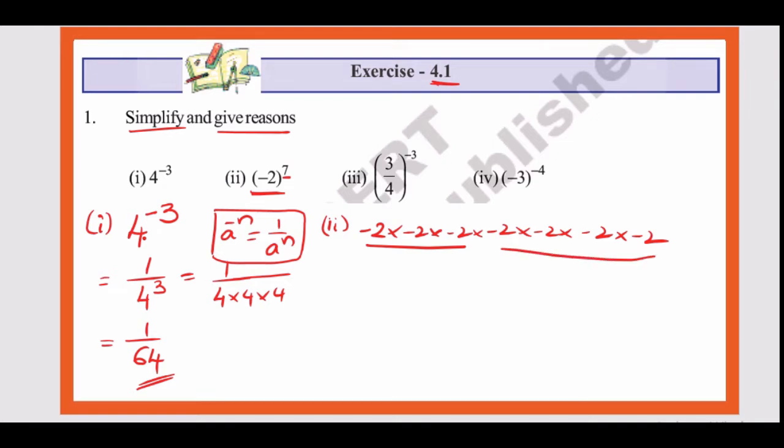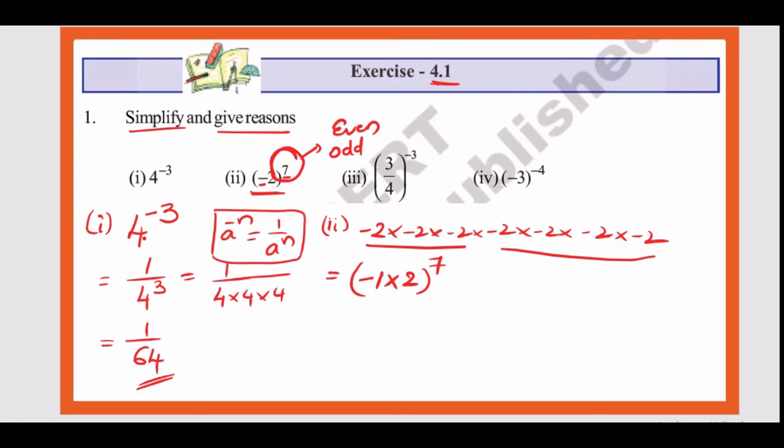Now if you multiply this, in a direct way, whenever you have a minus, whether that minus comes or not depends on the exponent value. If the exponent is even, then this minus won't come. If it is odd, then it will be carried as minus. So instead of multiplying all this, I can write it as (-1 × 2)^7, that is, (-1)^7 into 2^7.